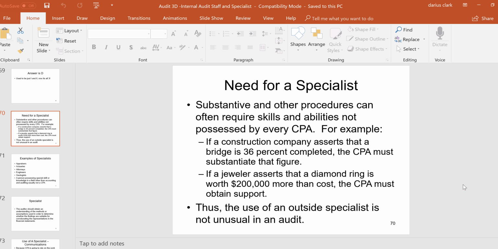Let's talk about a specialist and the need for a specialist. So when we're in the planning stage, one of the things we're going to have to determine is whether we need one of these people known as a specialist. Because there's certain skills that somebody might have that as an auditor we don't have.